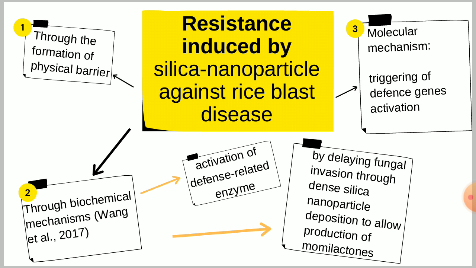The third and the last resistance is through molecular mechanism by triggering the defense genes activation. This genetic activation causes various modifications such as lignin biosynthesis, protein synthesis, and stress tolerance against pathogen attack. These modifications are all essential in protecting rice plant against rice blast disease.